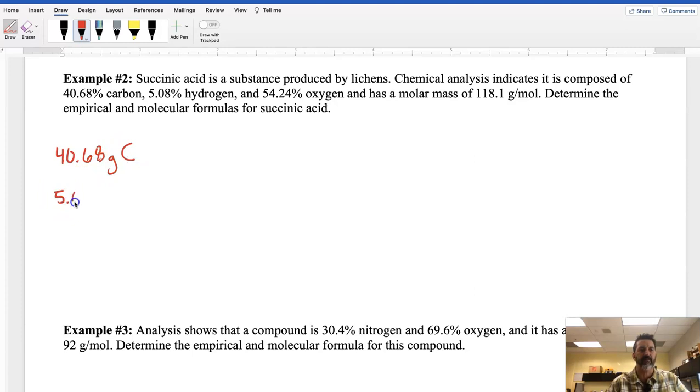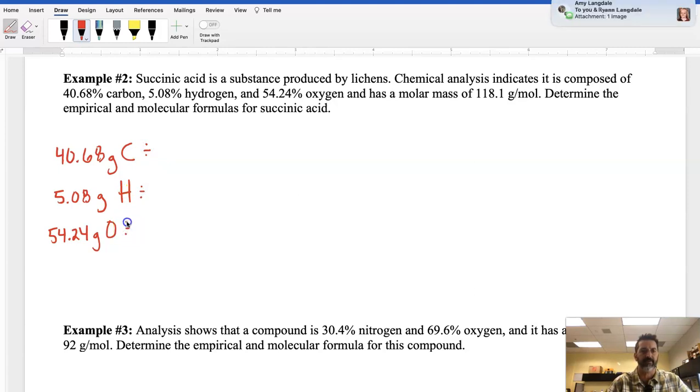It's also made up of 5.08% hydrogen. And then it's also made of 54.24% oxygen. So take the percent and switch it to grams. Now, if you also remember, I'm going to divide by the molar mass because I want to get number of moles. Okay, so I'm going to do the shortcut.